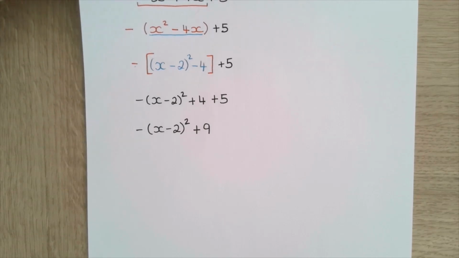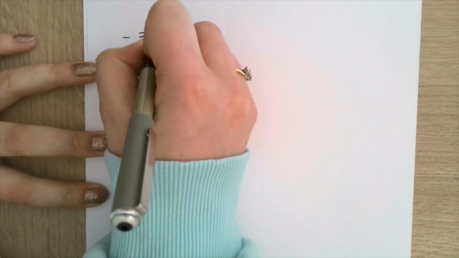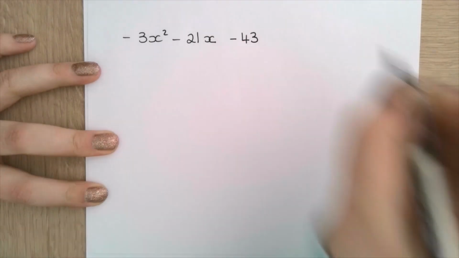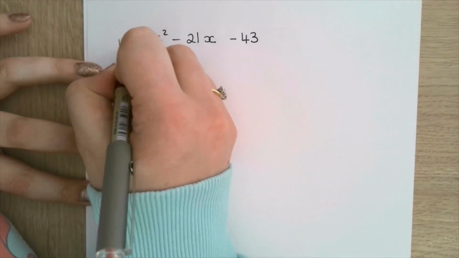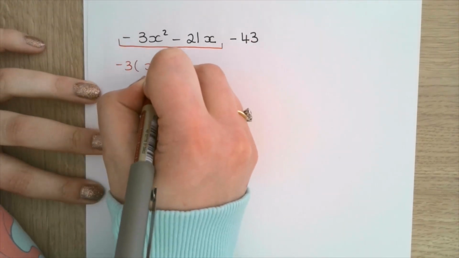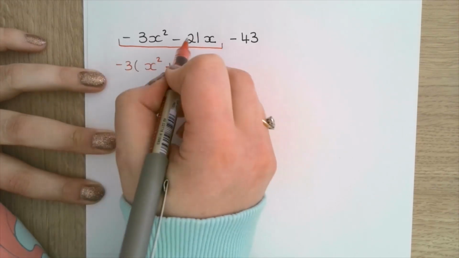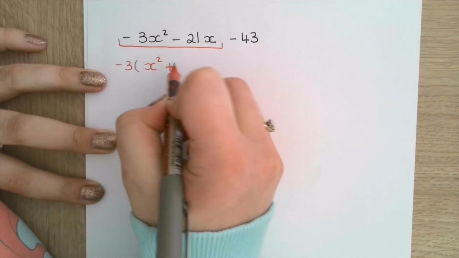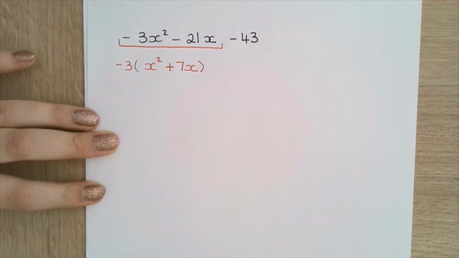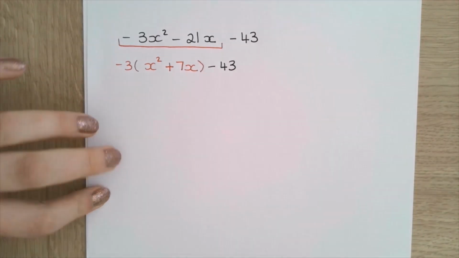And my final example for you is minus 3x squared minus 21x minus 43. So, pulling out the factor of -3 first of all leaves me with x squared, not negative this time, positive, because -21 divided by -3 is going to give me positive 7. But then it's 7x, because I haven't yet completed the square on it. And then I've got my -43.